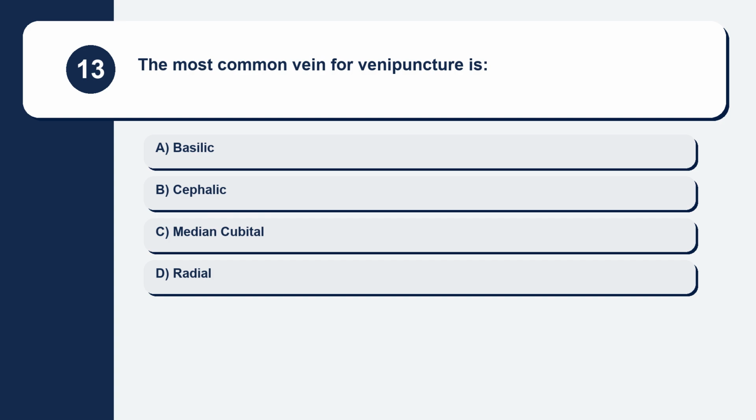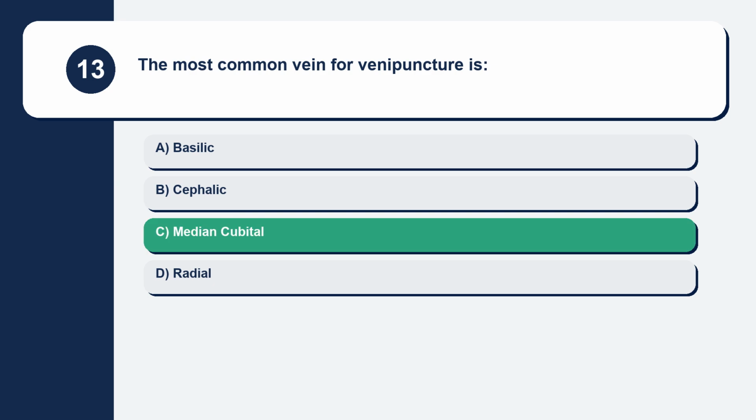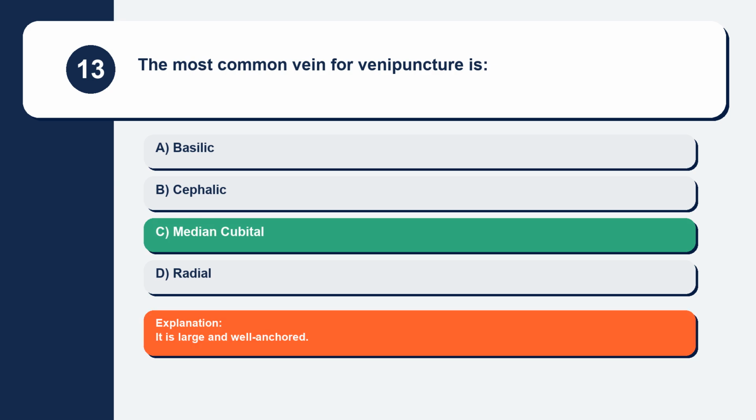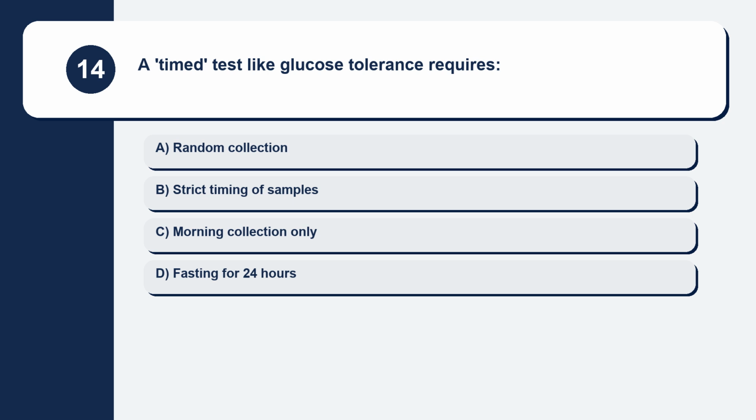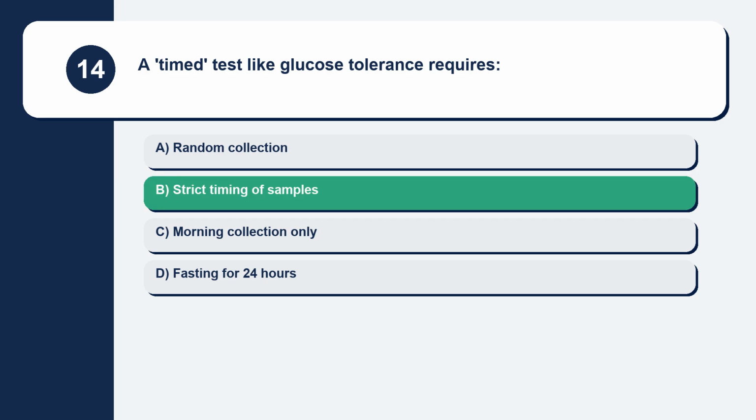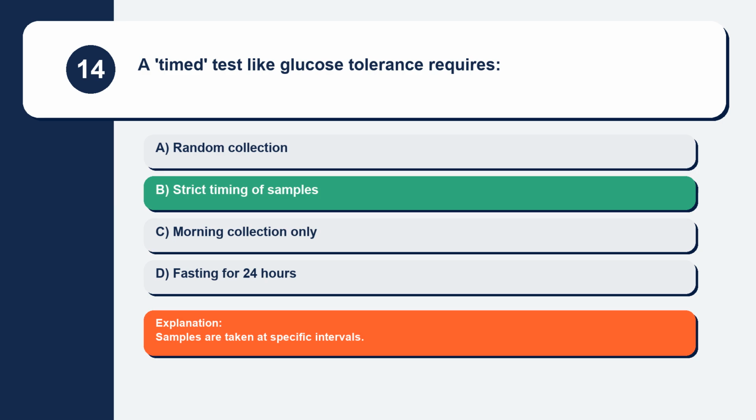Question 13. The most common vein for venipuncture is basilic, cephalic, median cubital, radial. It is large and well anchored. Question 14. A timed test like glucose tolerance requires random collection, strict timing of samples, morning collection only, fasting for 24 hours. Samples are taken at specific intervals.